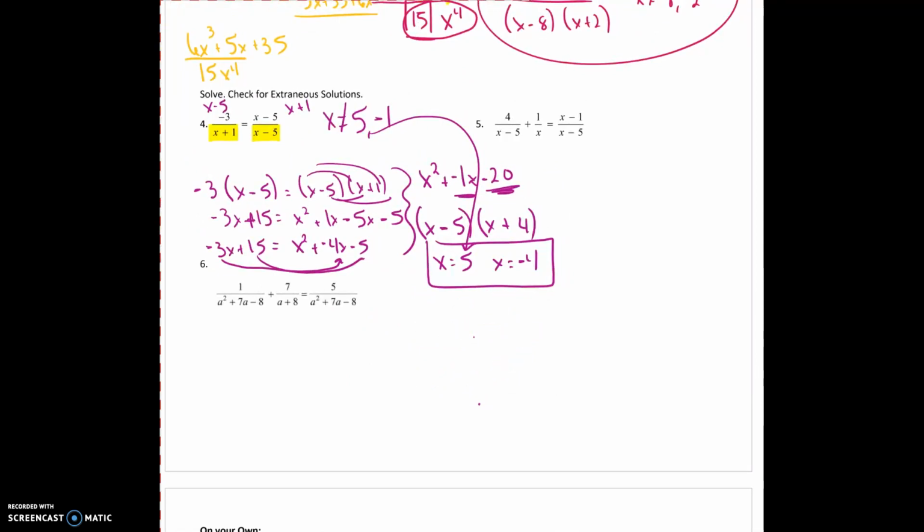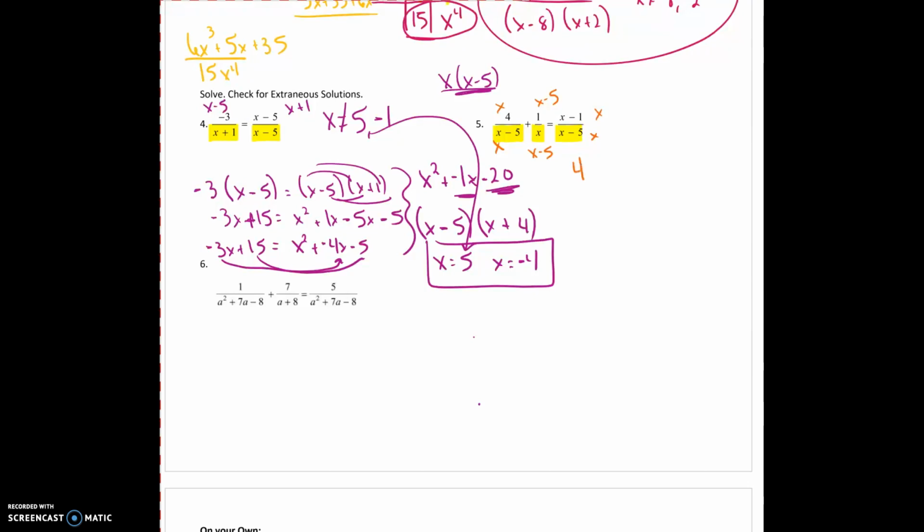So on number 5, again, I would look at my denominators and I would try to factor them. I can't. And my least common denominator will be the x with the x minus 5. So when I look at my first fraction, it needs the x. So whatever I put on the bottom, I put on the top. The second one needs an x minus 5. Whatever I put on the bottom, put on the top. And the last one needs an x. So now, just focusing on the numerators, since the denominators are all the same, I can ignore them.